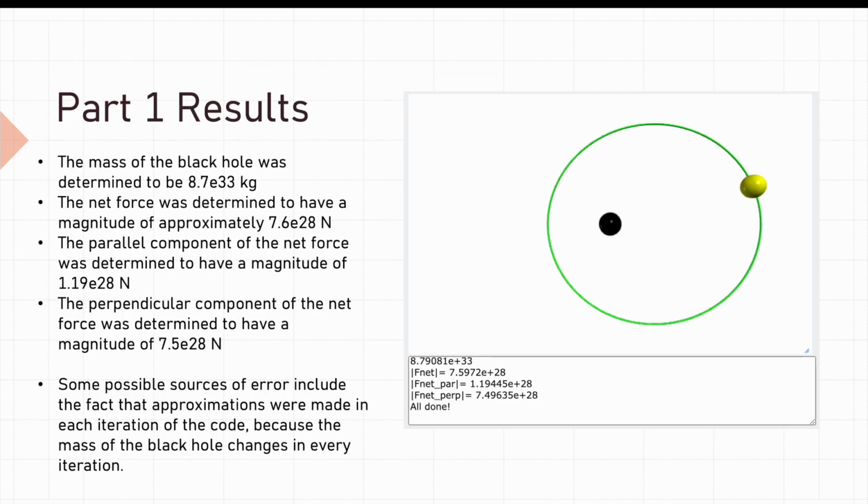So in part 1, our results were that the mass of the black hole was determined to be 8.7 times 10 to the 33 kilograms. The net force was determined to have a magnitude of approximately 7.6 times 10 to the 28th newtons. The parallel component of the net force was determined to have a magnitude of 1.19 times 10 to the 28th newtons. The perpendicular component of the net force was determined to have a magnitude of 7.5 times 10 to the 28th newtons. And some possible sources of error include the fact that approximations were made in each iteration of the code because the mass of the black hole changes in every iteration.